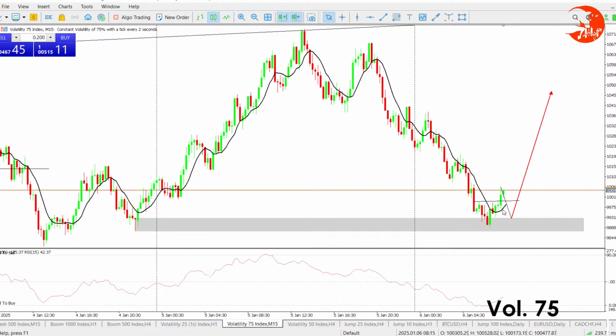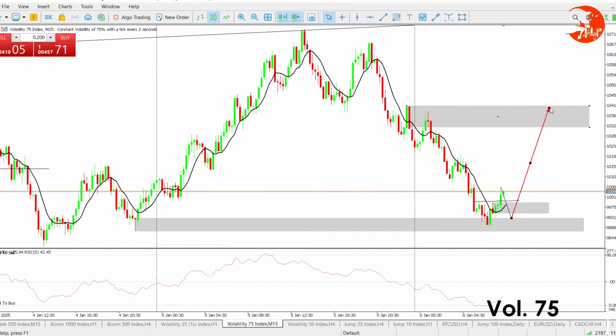So I will wait for the pullback, either back to this OB here, back to this order block, or back to a fair value gap after the change of character. That's what we will be waiting for to enter our buy entries to take us right about there. Or I will just use this, because that is a confirmed resistance level right there. So that's what I'll be looking for.